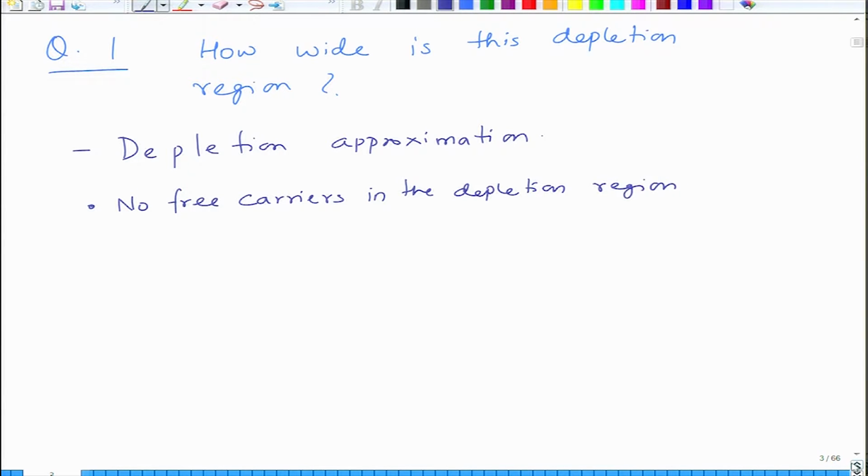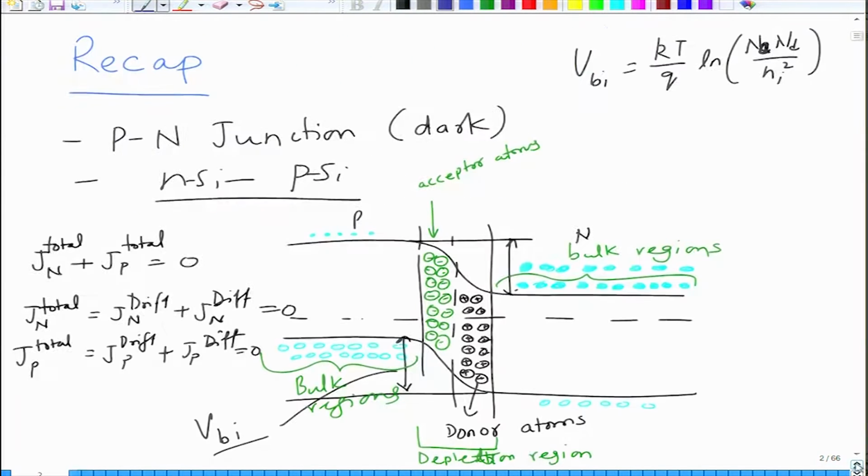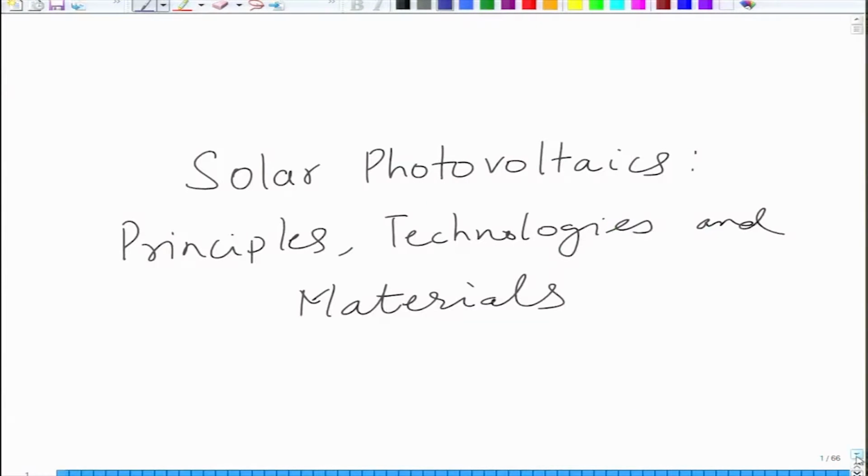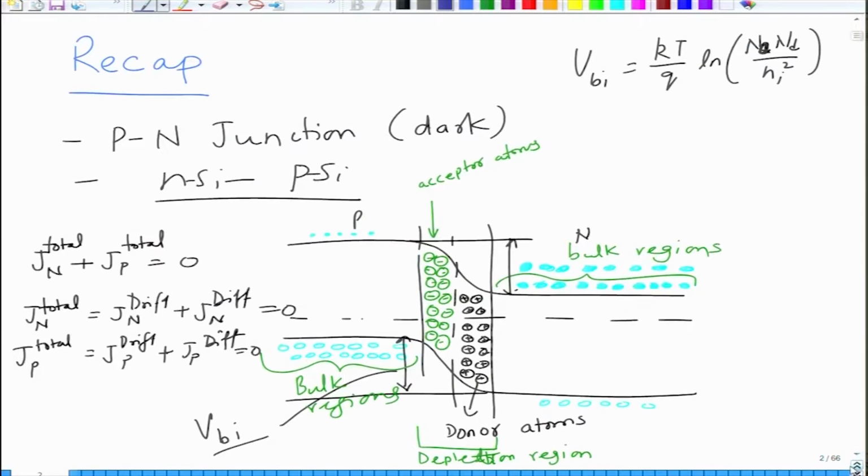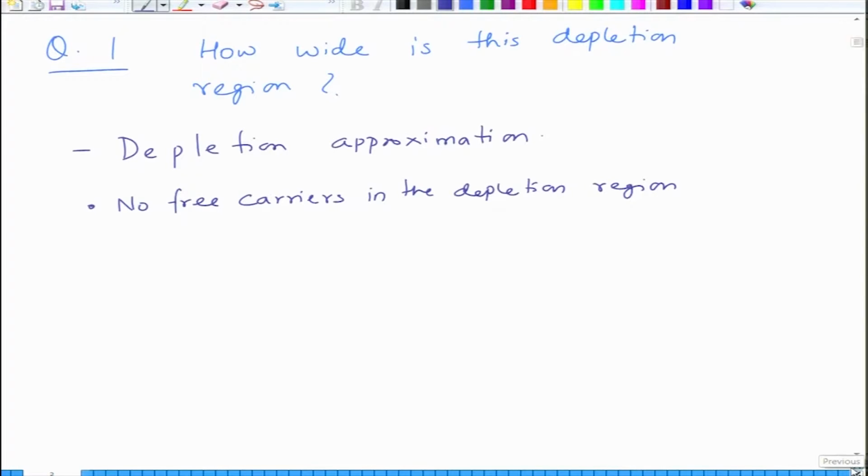By the way, if you want to go into the details of this analysis, I would recommend you to go through the book. I'll write it here after this. So first, there are no carriers in the depletion region.